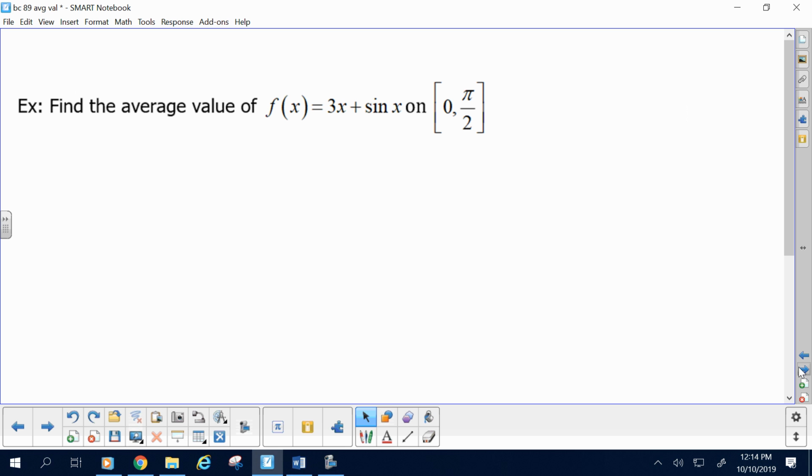So, would you try this without a calculator? Find the average value of 3x plus sine of x on 0 to 5 pi over 2. You do not have to draw the graph, although it would be fun to do. What would the graph look like? Yeah, it would be like 3x plus a wave.